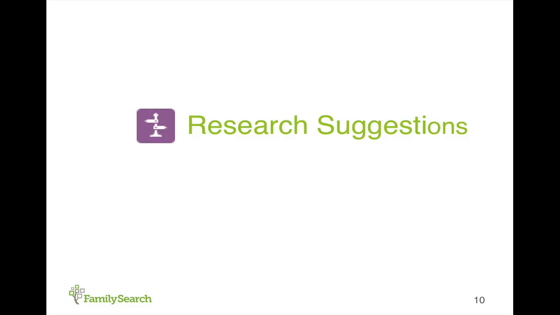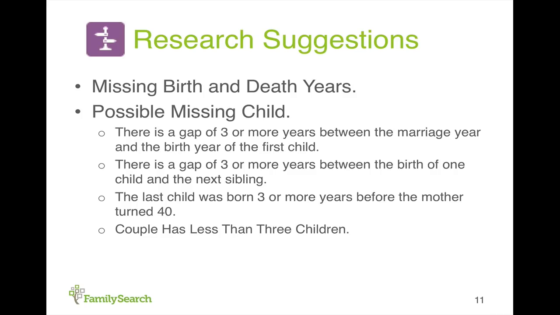Research suggestions. Research suggestions are just that. They're just a suggestion. We're not saying that the event that we're talking about happens or doesn't happen. It just makes you aware of some place in the tree where you may have some work to do. So for instance, if your person is missing birth and death years, the little purple icon tells you that. There's a gap of 3 or more years between the marriage year and the birth of the first child. That may be totally legitimate.